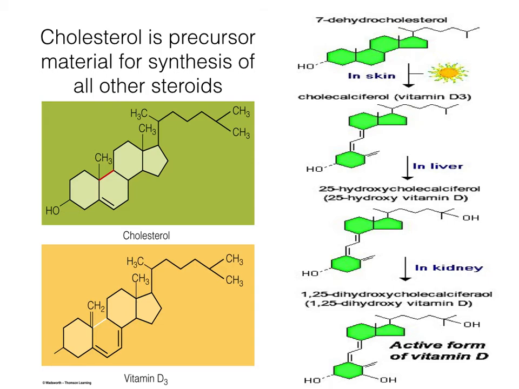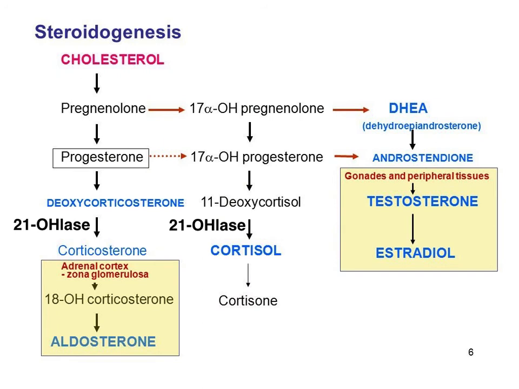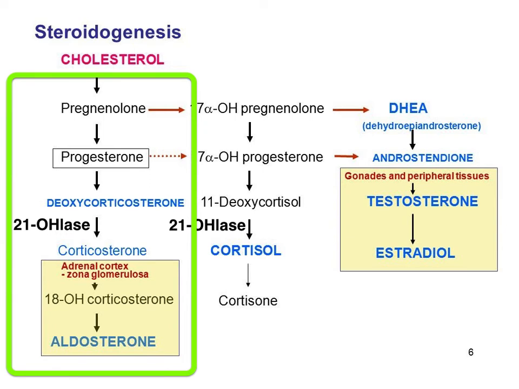Now, cholesterol is also the precursor for the production of steroid hormones, as illustrated here. These steroid hormones include aldosterone, cortisol, DHEA, androstenedione, testosterone, and estradiol. All those compounds share common metabolites and share a common precursor, which is cholesterol. This is actually taking place in the adrenal cortex. The part that is highlighted by the green line represents the formation of aldosterone.